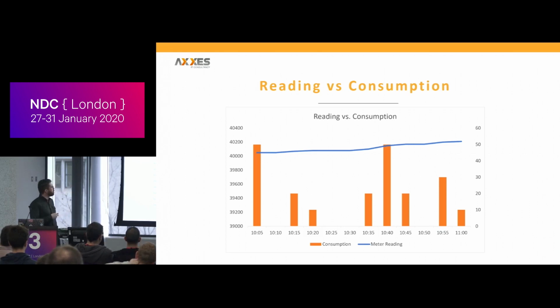So the blue line would be our meter readings, but then the difference between that and the previous 5-minute mark is basically what we consumed. And that's the thing that is interesting to work with.